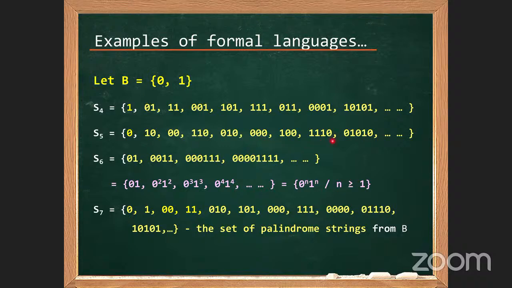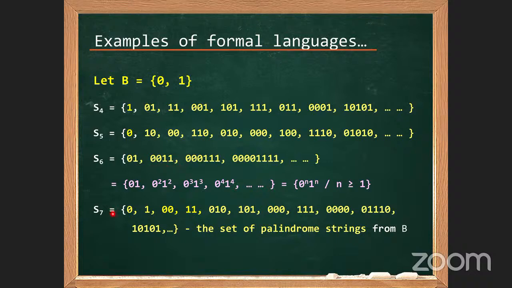Fine. So it is possible for languages to have their own specialty, their own features, which is common to all the words in that language, in that set. What about this language? 01, 0011, 000111. You find that n copies of zeros and then n copies of ones. So 0 power n, 1 power n. This is a language. This is a feature of all the strings in this language.